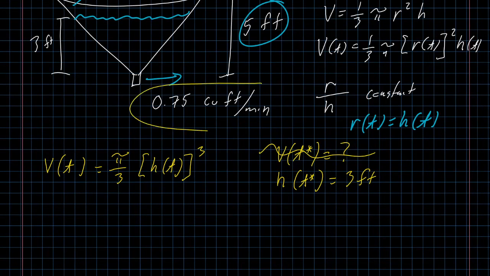I also have this information. The water is leaving at 0.75 cubic feet per minute. That is the change in volume over time. That's V prime.